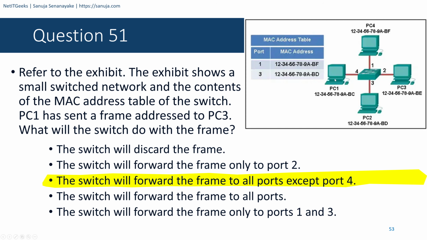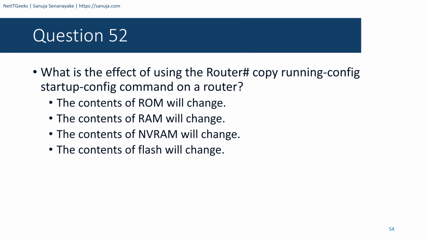So as a result, it'll take that frame and forward it to all of the other ports. In other words, the MAC address of PC3 is not present in the MAC address table here, and because of that, the switch doesn't know where to send the frame. It will send it out on all ports except the incoming port. So that's the answer.